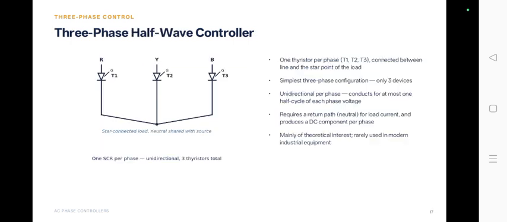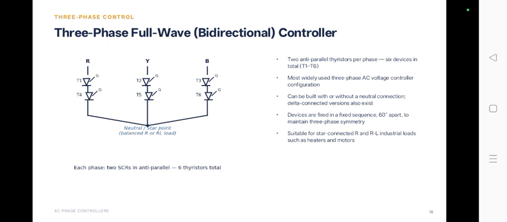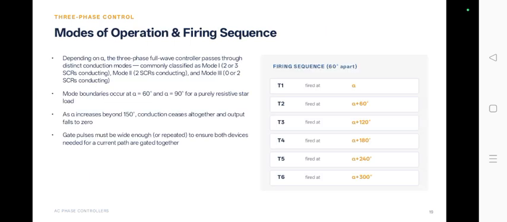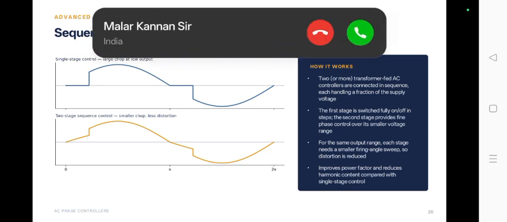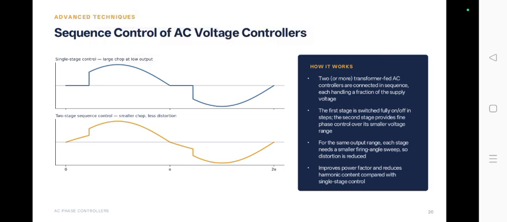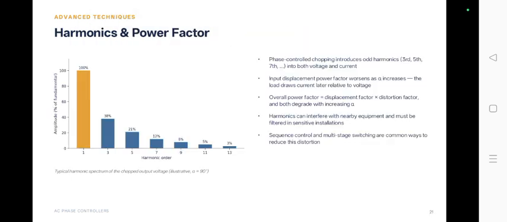Next one is the 3-phase half wave controller. Here 3 switches will be used. In the same way, bidirectional, that is full wave, means 6 switches will be used. Here the mode of operation is the firing sequence. Here is a waveform of the AC voltage controller.